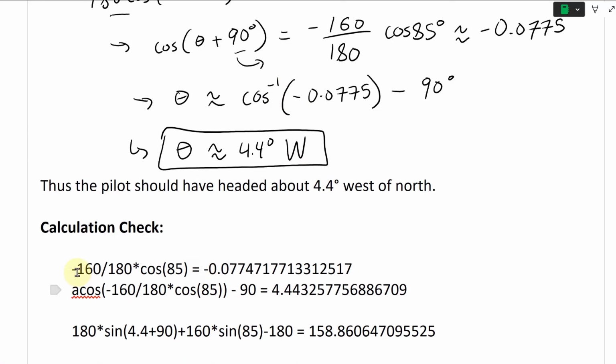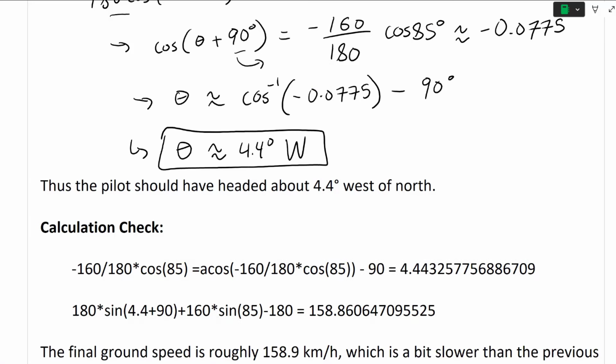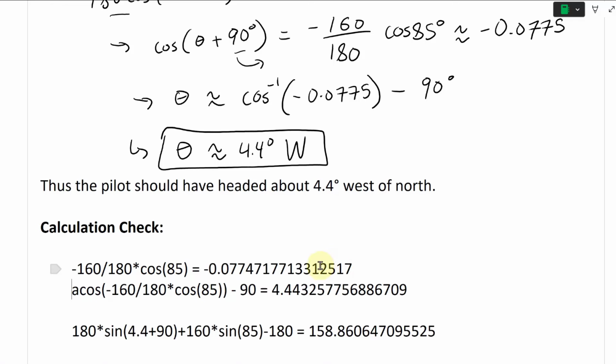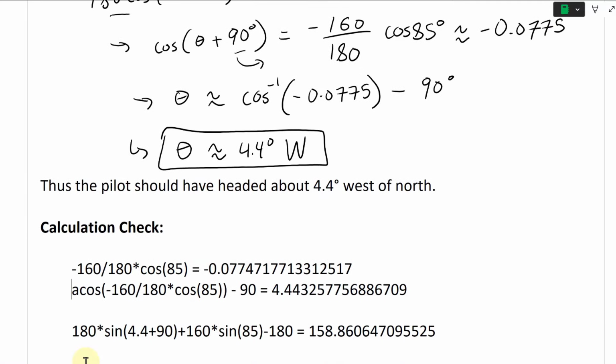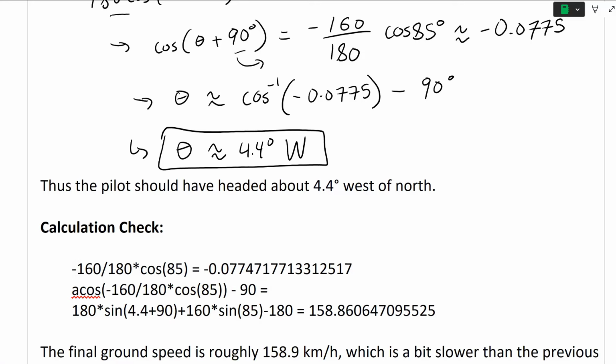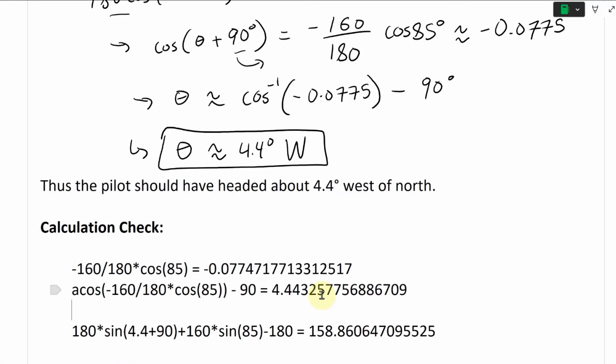And here's a quick calculation check. So negative 160 divided by 180 cosine 85. Plug in the calculator, OneNote built in, and it automatically solves that. So negative 0.00747, rounded up to 5 there. And then also the cosine, you could just solve this for the angle. And I put the exact one here. I just put this whole thing inside here instead of using this rounded up one. So negative 160 divided by 180 cosine 85, all that minus 90. You can do all that, and it solves it automatically over here.